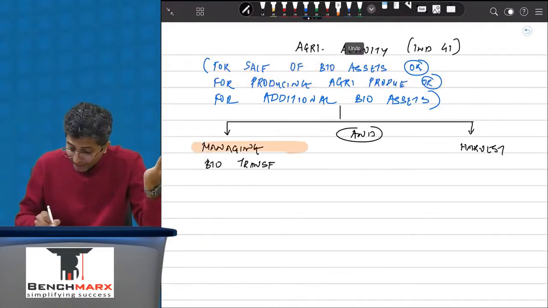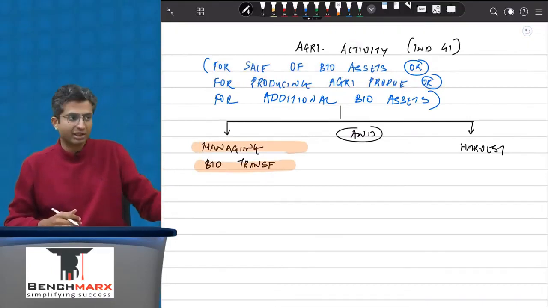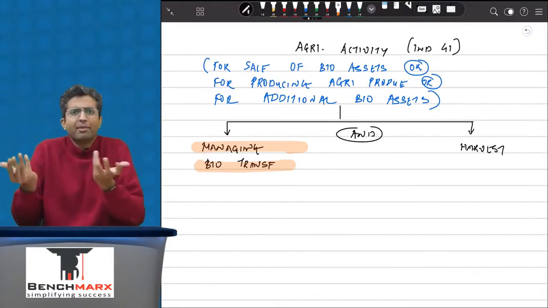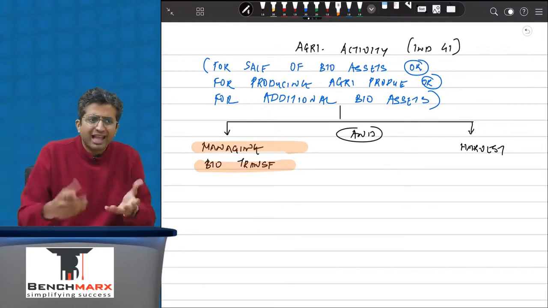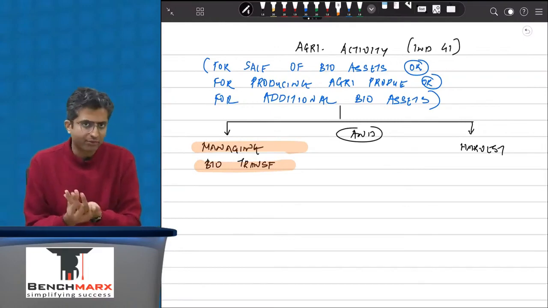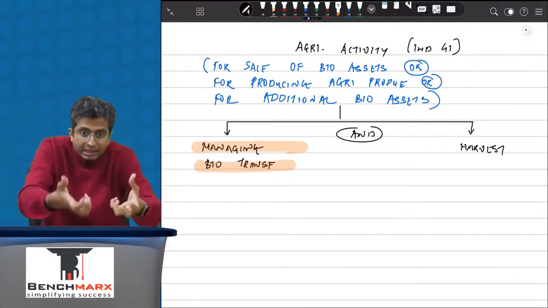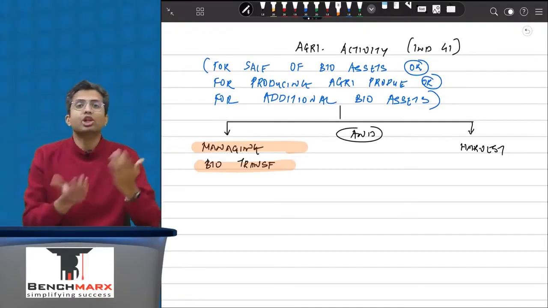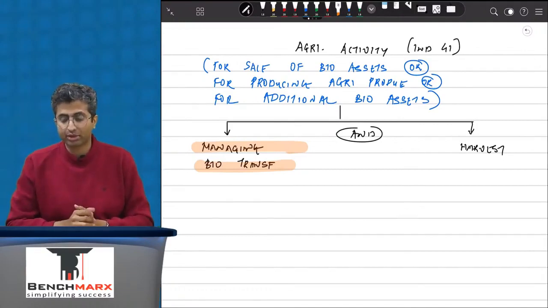However, I am not doing any activity which involves managing the biological transformation. I'm not feeding the fish. I'm not breeding the fish. Or I'm a woodcutter. I just take an axe, go into the forest and cut a tree. That is probably generating an agricultural produce for the purpose of sale. However, I'm not managing biological transformation, in which case that fish or the wood that I have will directly go under Ind AS 2. It will not be covered under Ind AS 41 because I'm not managing biological transformation.